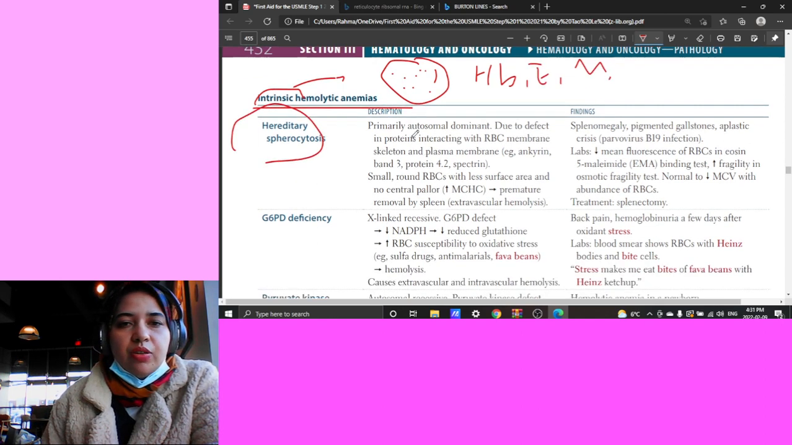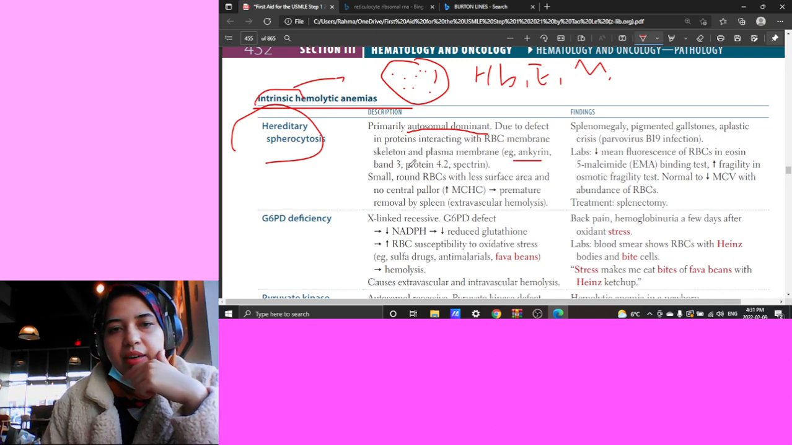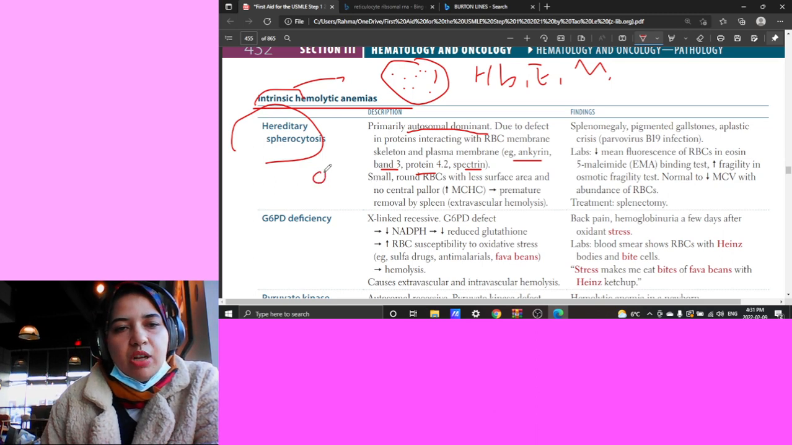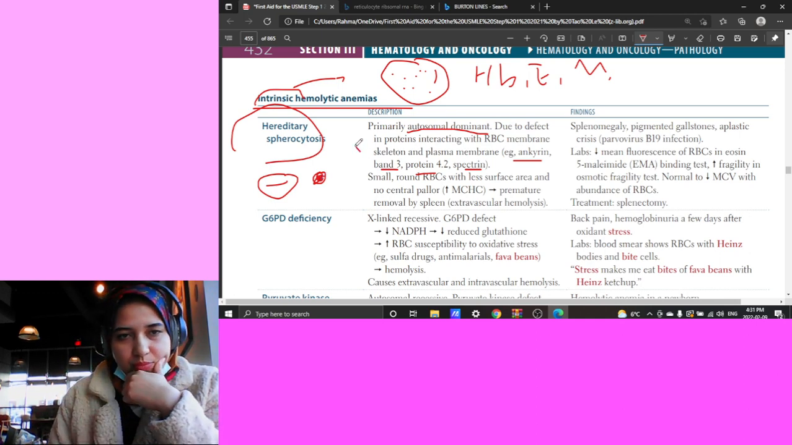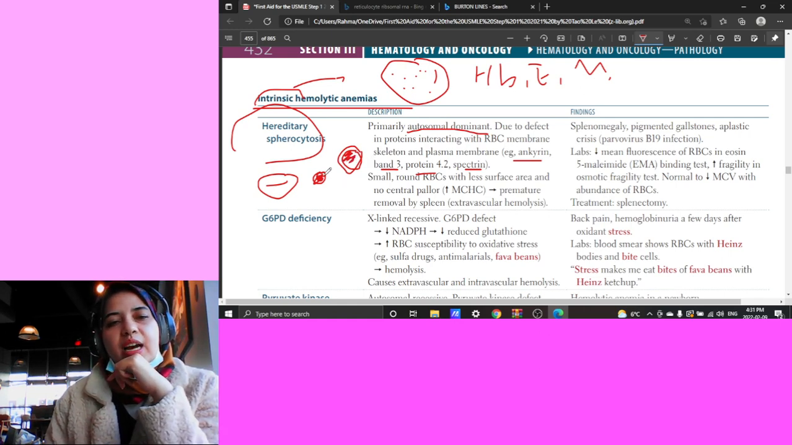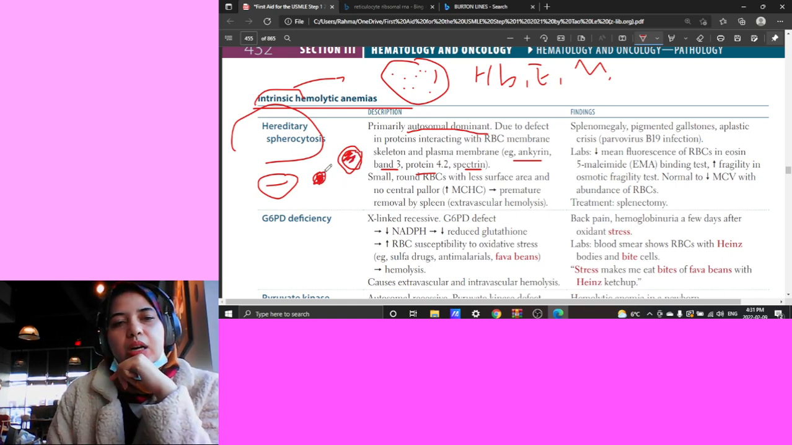Hereditary spherocytosis is autosomal dominant. It's important to know that it is autosomal dominant. Due to a defect in proteins interacting with RBC membranes. The defective proteins are ankyrin, band 3, protein 4.2, and spectrin. So you're going to get these small spherocytes. Remember, we have a biconcave appearance. So you're going to get these small, very sphere-looking cells. You're not going to have that traditional appearance that looks like a target cell. You're just going to have this small red cell right here. That's hereditary spherocytosis. These are prematurely removed by the spleen.